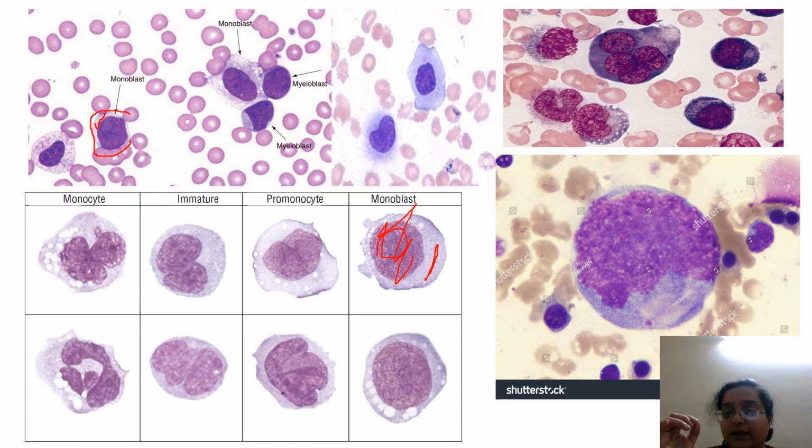Not as dark as an erythroblast, but a little dark. And you'll get cytoplasmic vacuoles like this. You might get a few nucleoli. And a promonocyte will have more cytoplasm but a very irregular, cleaved nucleus, like a handkerchief folded over itself, with nuclear vacuolization.